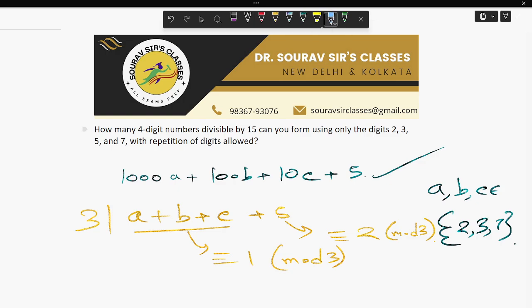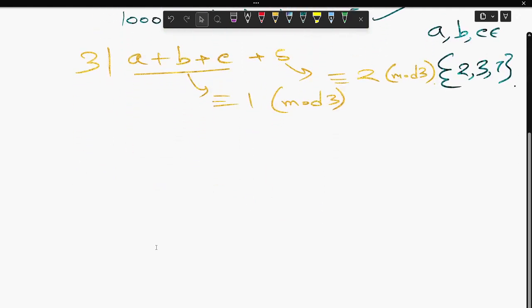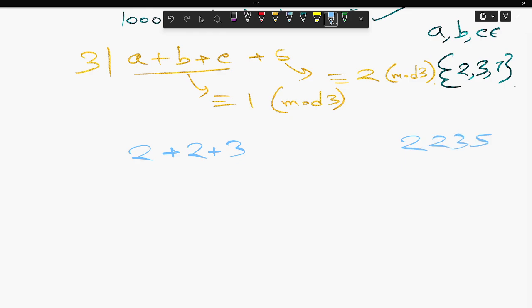So what can be done here? Let us take 2 plus 2 plus 3. That is 1 modulo 3. And we can easily check: 2 plus 2 plus 3 plus 5 is 4 plus 3, that is 7, and 7 plus 5 is 12, which is divisible by 3. So I am only telling about these things: 2, 2, 3 will be an entry here.